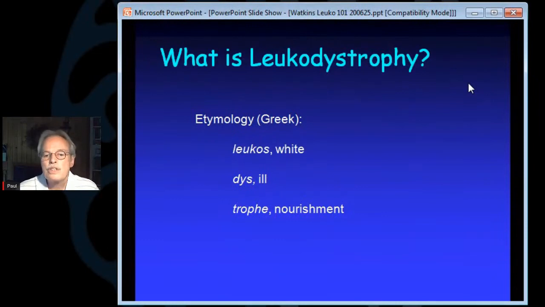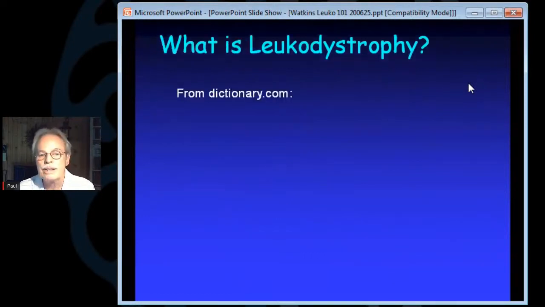So what's leukodystrophy? Well, if you break down the word, the etymology is from Greek: leukos meaning white, dys meaning ill, and troph, and my pronunciation I'm sure is terrible, meaning nourishment. So what we have is ill nourishment of white, which refers to the white matter of the brain.